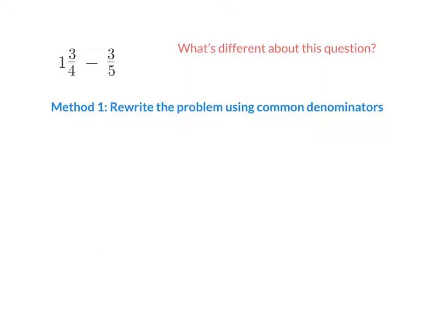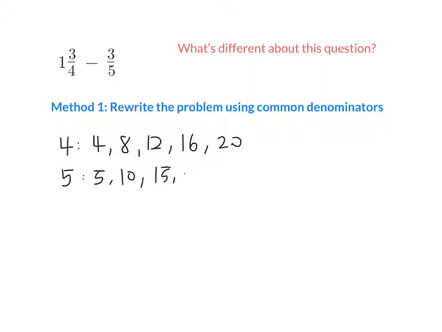Well, we know that we have 2 different units, 4ths and 5ths. So let's figure out what our common denominator would be. 4, 8, 12, 16, 20. And if I count by 5s, I have 5, 10, 15, 20. What would my least common denominator be? 20. So let's rewrite those fractions.